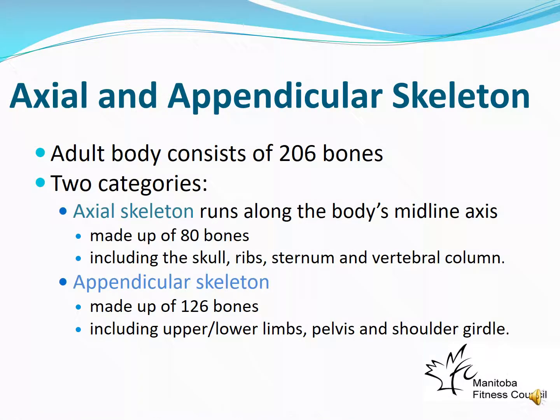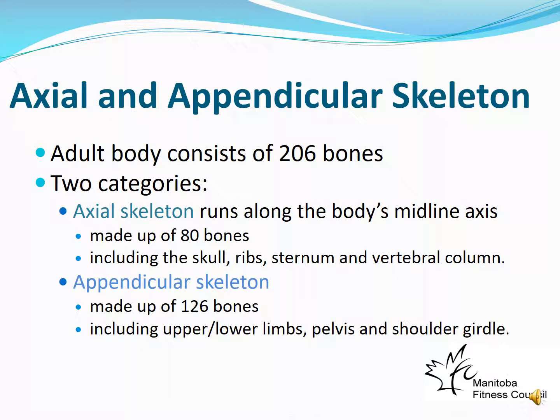So we like to classify things in anatomy, and one of the ways that we do classify things is into our axial and our appendicular skeleton. The adult body does have 206 bones. Don't bother memorizing that. No one's going to quiz you on the number of bones that we have. But we do break into axial and appendicular, and you should be familiar with these.